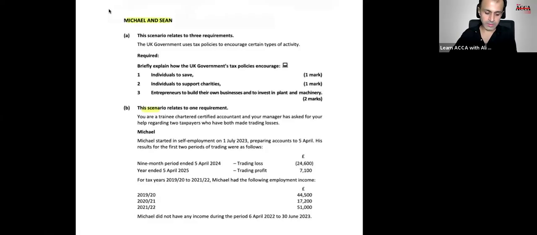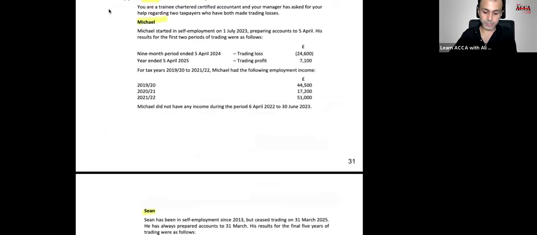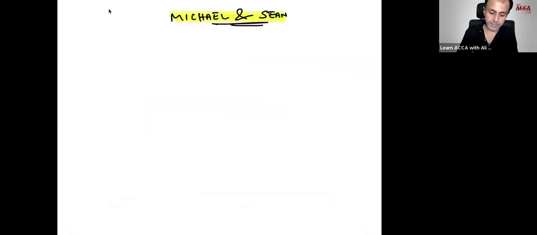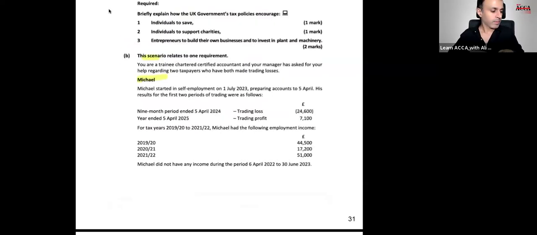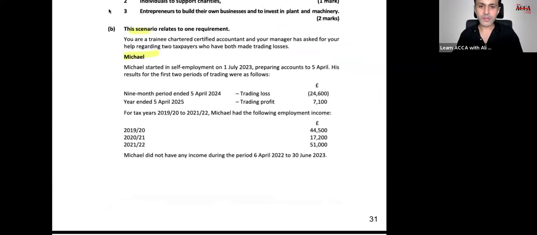And looks to me they have asked for Michael separate and Sean separate. Yeah, they've provided us with separate data for both Michael and Sean. For each of the two of those taxpayers, Michael and Sean, identify the loss relief claims that are available to them and explain which of the available claims would be most beneficial to them. So I'll start off with Michael first. Part B, and within part B, Michael. And for that reason, obviously, we have to read it first.